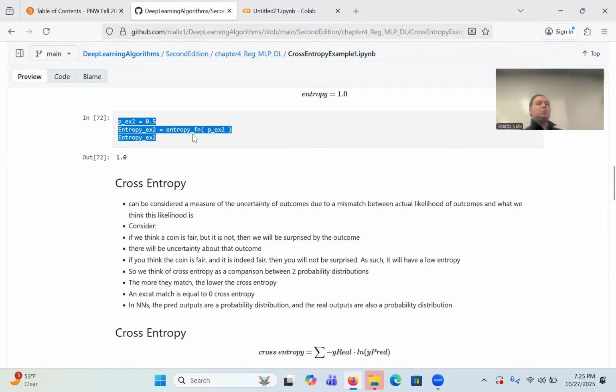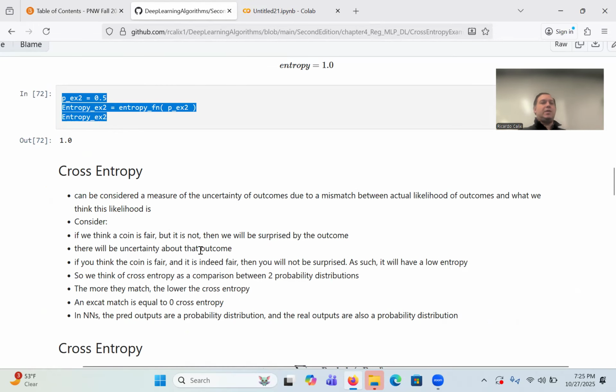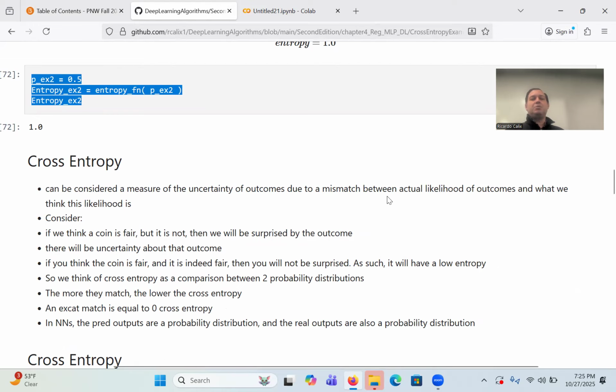All right, now that you understand entropy, comes cross entropy, which is actually what we use for training classifiers. So imagine this little concept is what makes ChatGPT work, right? So this is our cross entropy. So let's take a look. So cross entropy can be considered a measure of the uncertainty of outcomes due to a mismatch between actual likelihood of outcomes and what we think this likelihood is.